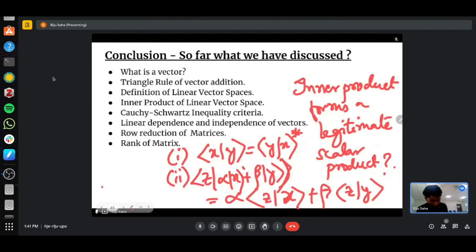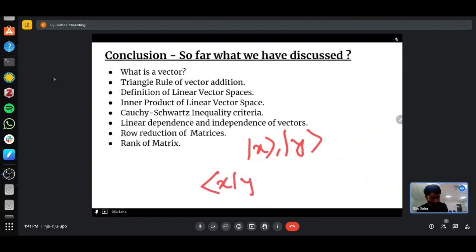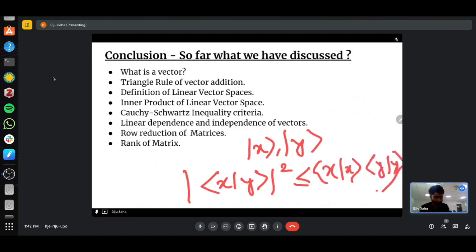The third one was positivity, that is, the inner product of a vector with itself has to be greater than 0. So given the inner product definition obeys all of these criteria, we could conclude that it indeed forms a scalar product. Now the Cauchy-Schwarz inequality: given x and y are two vectors, the following condition has to be met. So this was the Cauchy-Schwarz inequality criteria.